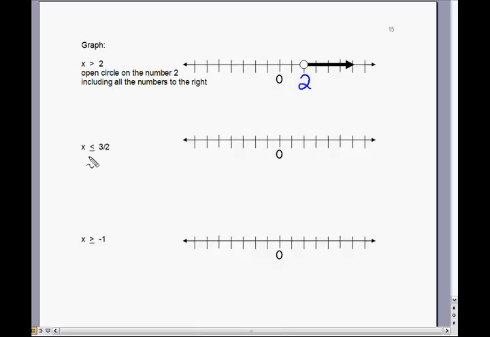For our next inequality, x is less than or equal to 3/2. Well, let's assume that each mark here represents a 1/2. The next one would be a 1, and the next mark would be 3/2. Let's make that a 2. So if I want x is less than or equal to 3/2, we would have a solid circle on 3/2 because it says or equal to, and I want the x values to be smaller than this number, so I'll travel to the left on the number line.